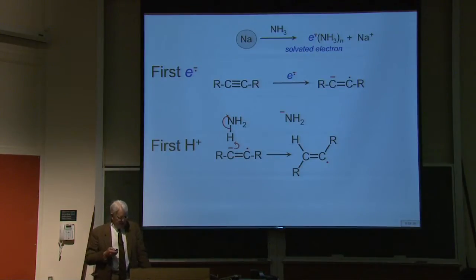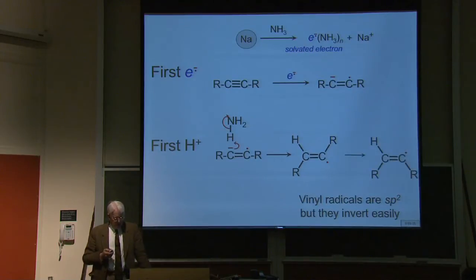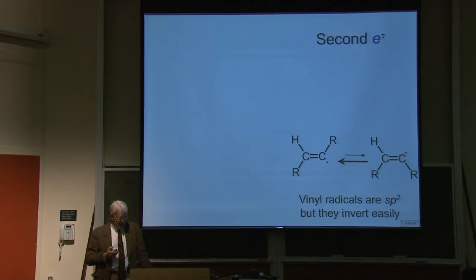So we get this vinyl radical, which is bent, right? They're sp squared hybridized at that functional carbon, but they invert easily in the case of a radical, right? So it goes back and forth between the R being on the same side and the opposite side. Now, which one do you think is favored? Obviously the one with the R groups on the opposite side. So at equilibrium, that's the one you have.